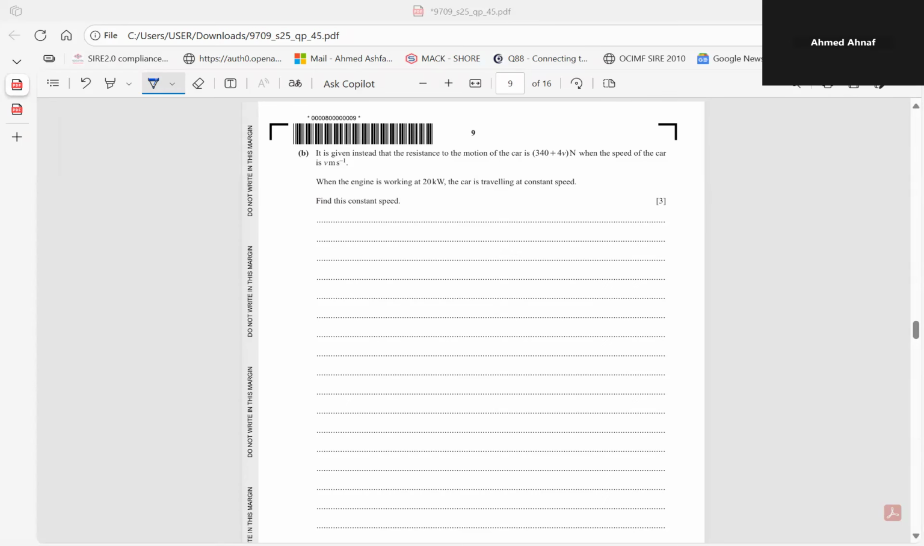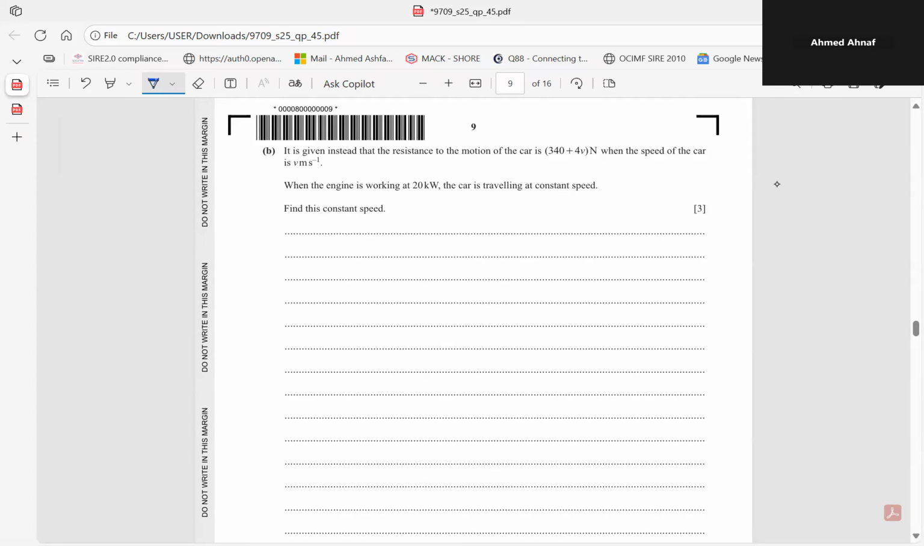Okay, so for the second part, we're told that it's given instead that the resistance to motion of the car is this much. So it's a function in terms of v, while the speed of the car is v meters per second. And we're also told that when the car engine is working at 20 kilowatts, the car is traveling at a constant speed. And we have to find this constant speed. All right, so again, when the car is traveling at a constant speed, it means that the force exerted by the engine is equal to the resistance of the motion.